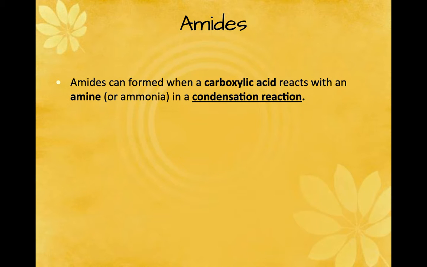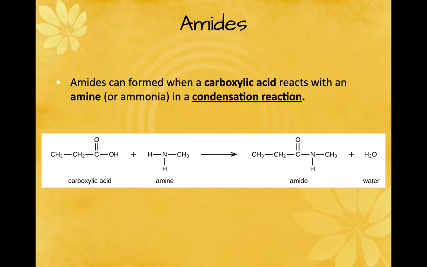Amides can be formed when a carboxylic acid reacts with an amine or when it reacts with ammonia in a condensation reaction. Okay, so this is similar to the esterification reaction we looked at in the last lesson. It is also a condensation reaction. So the carboxylic acid and the amine react. 2 hydrogens and an oxygen are removed to form water, and a bond forms between the 2 molecules to create the amide.